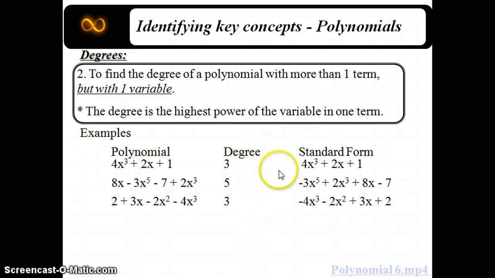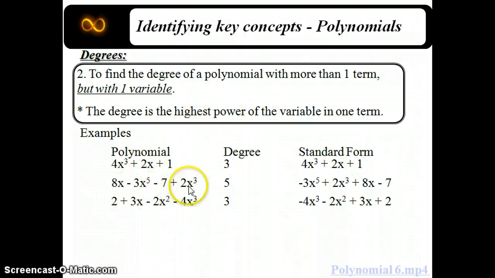We would then have to write it in standard form, and in this situation this is in standard form. To write it in standard form, we first go degrees first, so x to the power 3, x to the power of 1, x to the power of 0, so the degrees or the exponents are in order, and then you would go alphabetical. In this situation they're all x's, so that doesn't really apply.